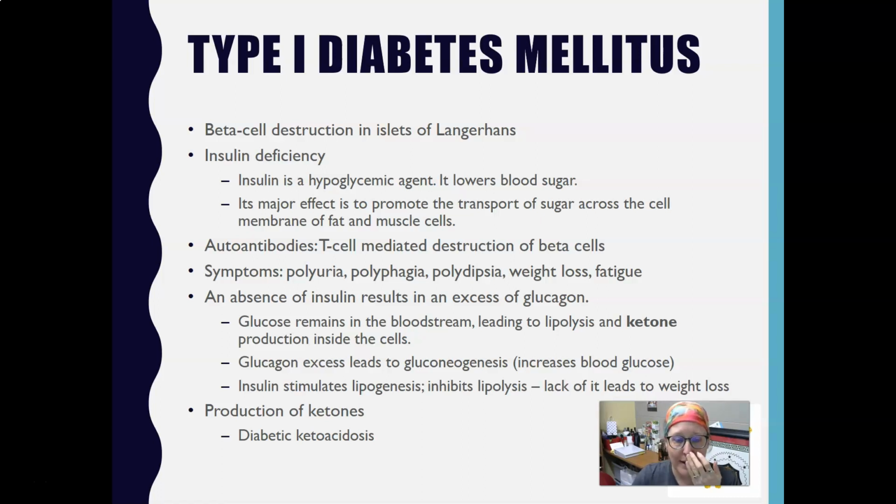And it even goes to gluconeogenesis to increase the blood glucose. So that is adding fuel to the fire. That blood sugar is climbing and climbing and climbing. And so, again, the lipolysis and the ketone production happens inside of the cells because the glucose is in the bloodstream and it's not getting into the cells.